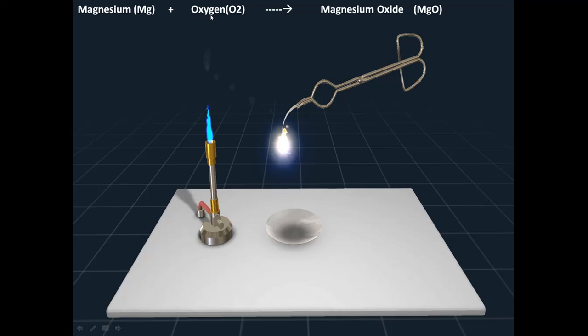Magnesium reacts with oxygen and burns, and it gives rise to magnesium oxide. So the ash that is collected in this cup is nothing but magnesium oxide. Here you can see that magnesium oxide is a new substance that is obtained.